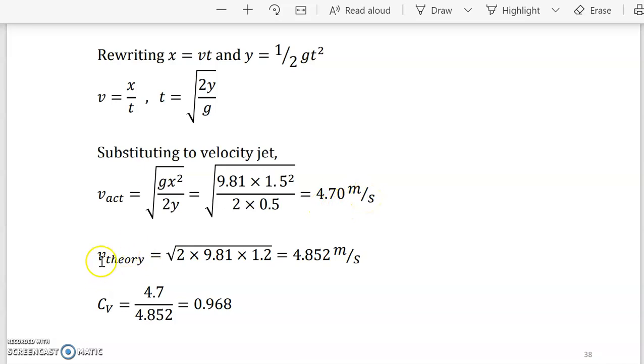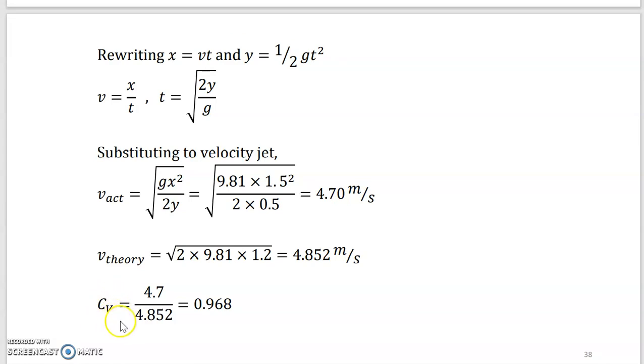So therefore, to calculate the theoretical velocity, we have the square root of 2gh, and then we get 4.852 meter per second. So therefore, by using the formula for coefficient of velocity, we have 4.7, that is the actual velocity over the theoretical velocity, so we get 0.968.